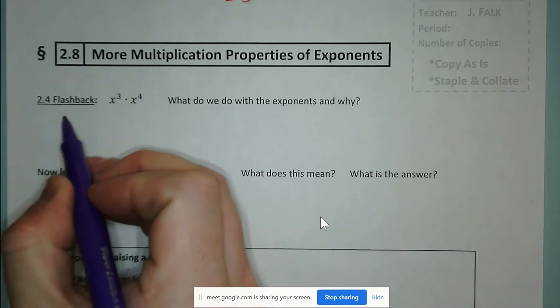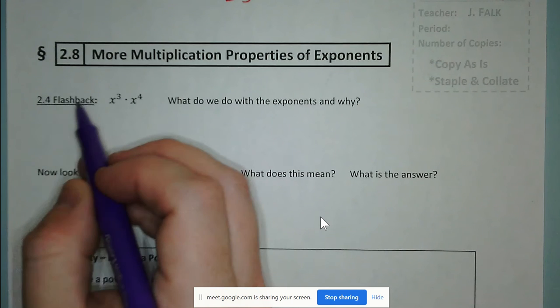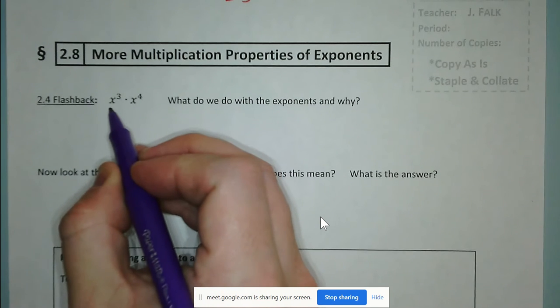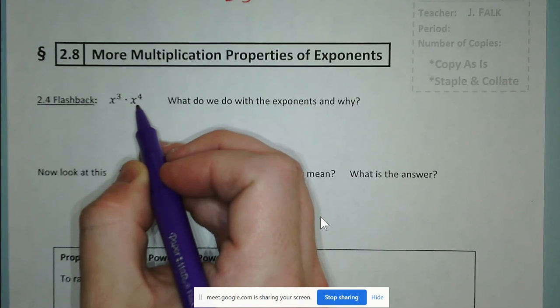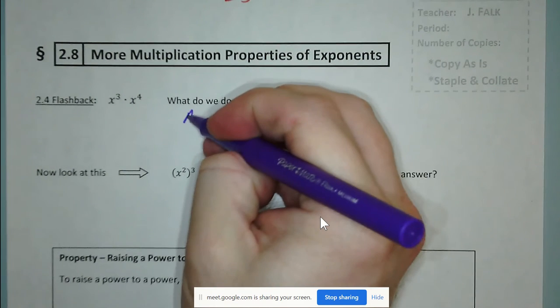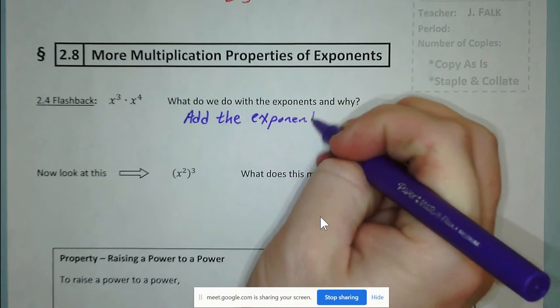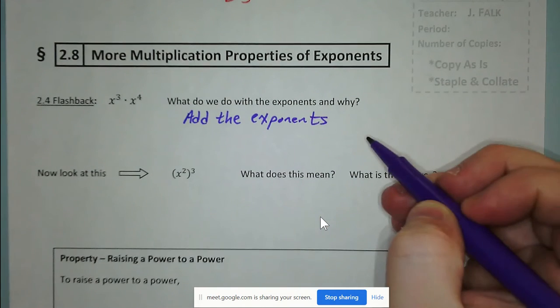This right here is like a 2.4 flashback. Probably. But x to the third times x to the fourth. What do we do with the exponents and why? Jack, do you know? What do we do with x to the third times x to the fourth? You add the exponents. We add the exponents, or add the powers. Why do we do that?